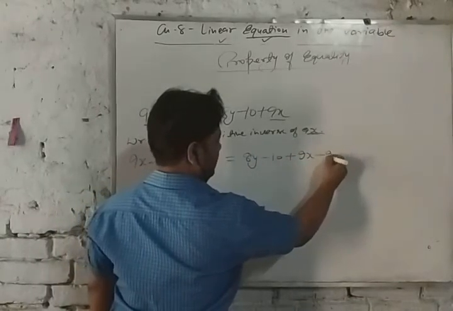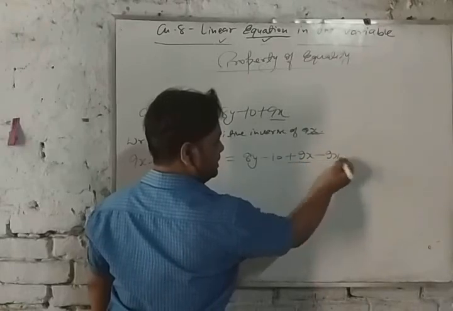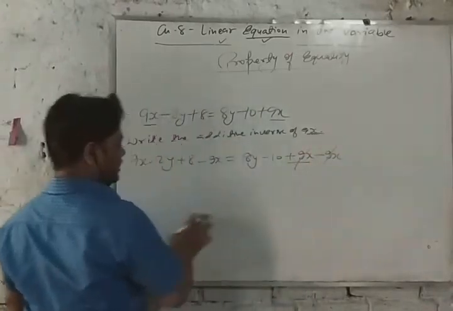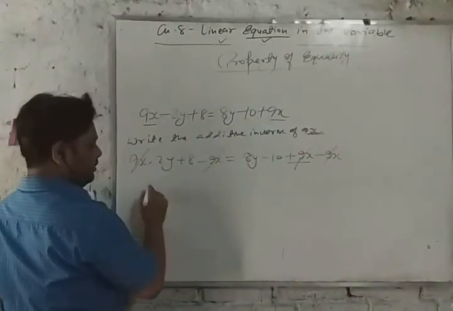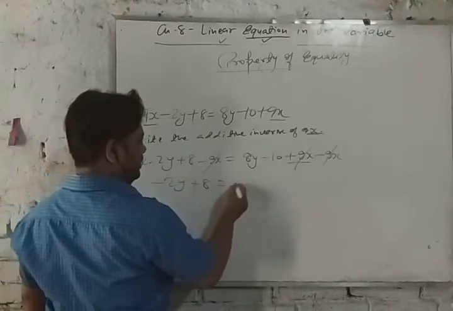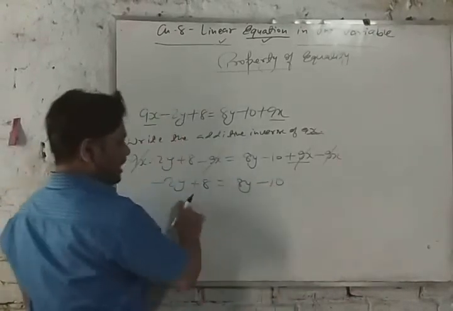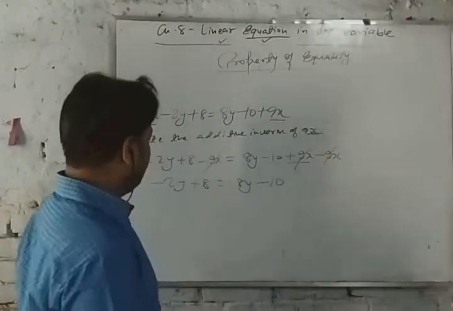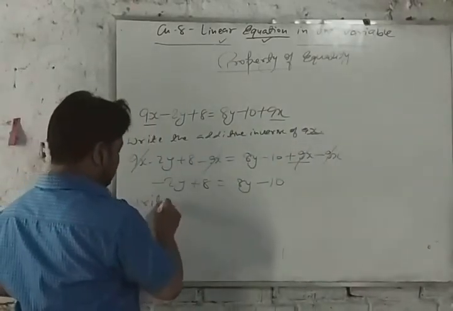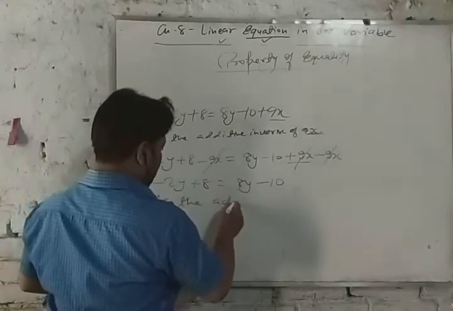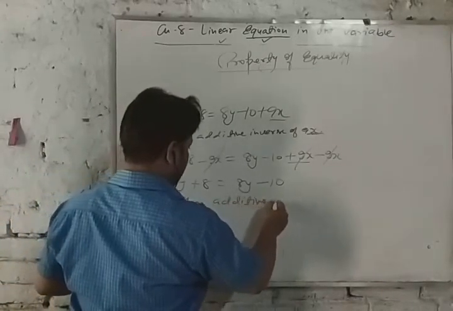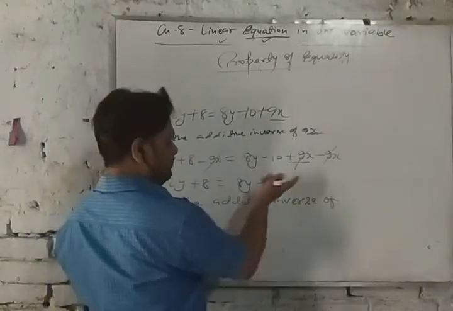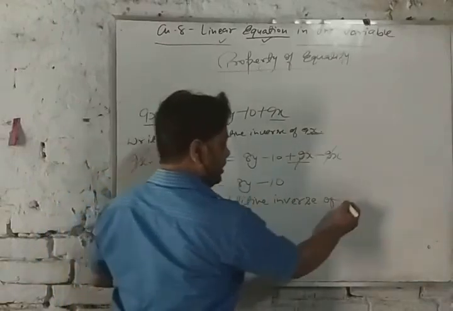Here we will write 9x, the additive inverse of plus 9x is minus 9x. Same as here we will write. Then 9x plus minus cancelled out. Again plus minus cancelled out. Then minus 2y plus 8 is equal to 8y minus 10. Again there is a variable in RHS. Means again we will write the same step. Then we will write the additive inverse of 8y. Okay, here 8y.